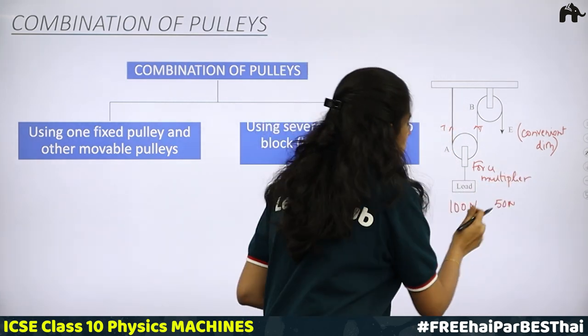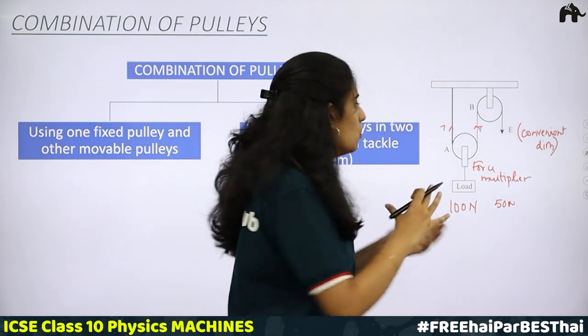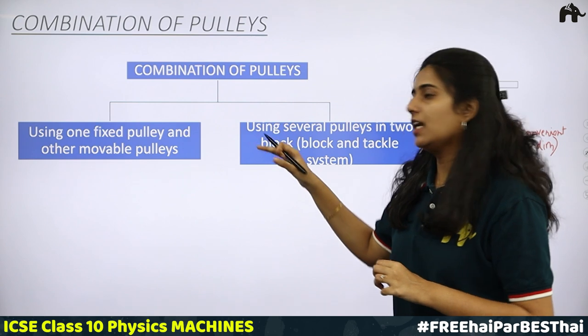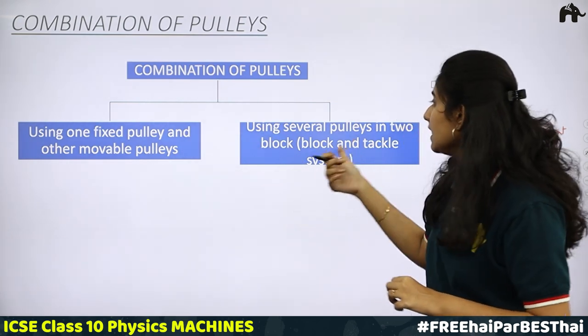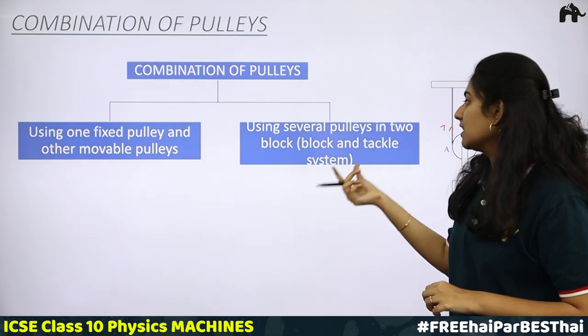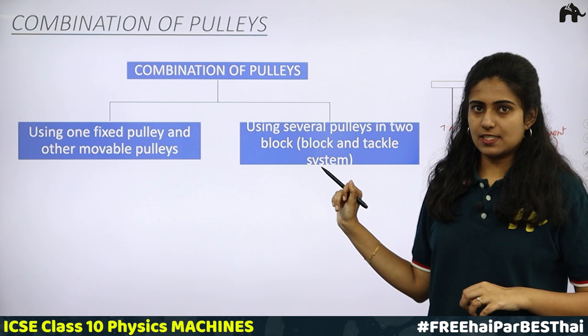Right? If the load is more than 100 Newton, it is a very big value. What can be done? More movable pulleys can be included. In that case, the effort will be reduced in that same amount. Okay. Next system is using several pulleys in a block and tackle system. This is known as the block and tackle system. We'll be discussing these in detail.